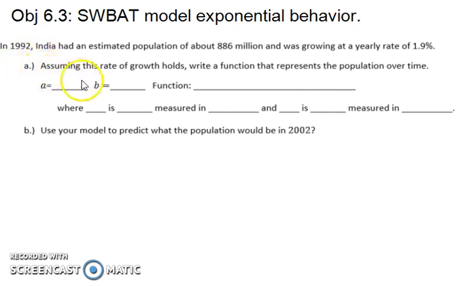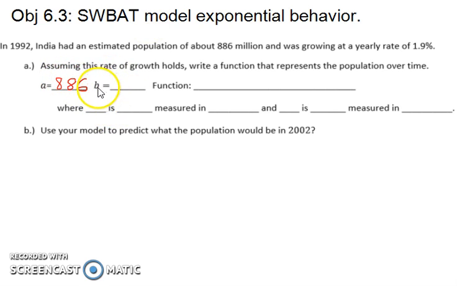Part A is going to ask us to make a function out of this. So remember, a represents the y-intercept or the initial value. In word problems, think initial value. So in this case, the initial population was 886 million. We don't need to put in all those zeros, so we're just going to put 886.